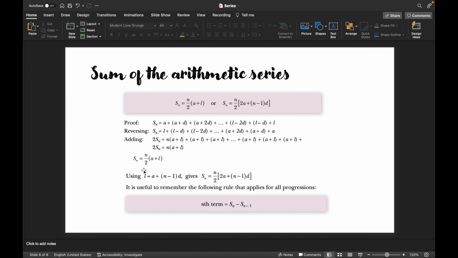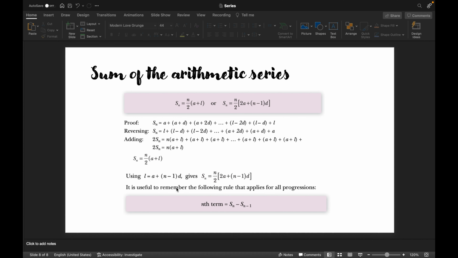Getting the second equation is also pretty simple. If you write l equals a plus n minus 1 d, we learned that the nth term is basically a plus n minus 1 d, right? So if we sub that into this equation, we get the same thing.